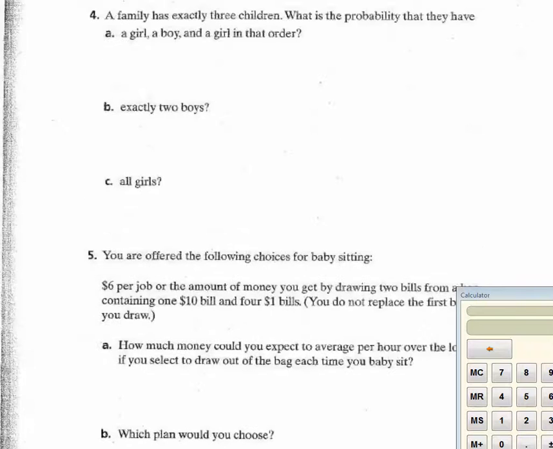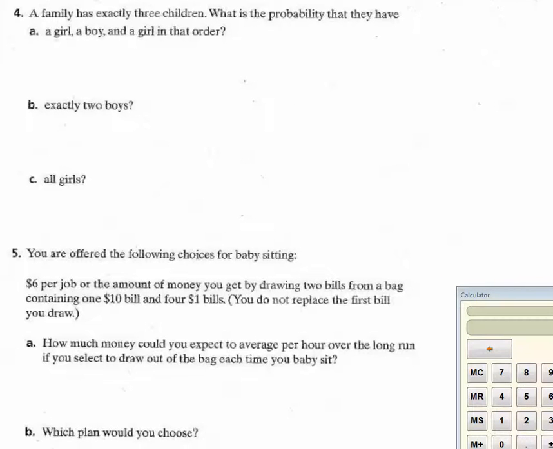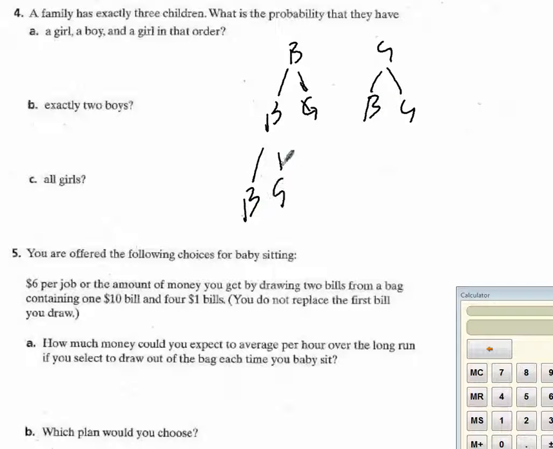It is no fun. A school has exactly 3 children. What is the probability that they have a girl, a boy, and a girl in that order? 3 children. So I can either have a boy or a girl. There are no other choices. That's my first child. If my first child's a boy, I can have a boy or a girl. If my first child's a girl, I can have a boy or a girl. Third child can either be a boy or a girl. If my second child's a boy, boy or girl.